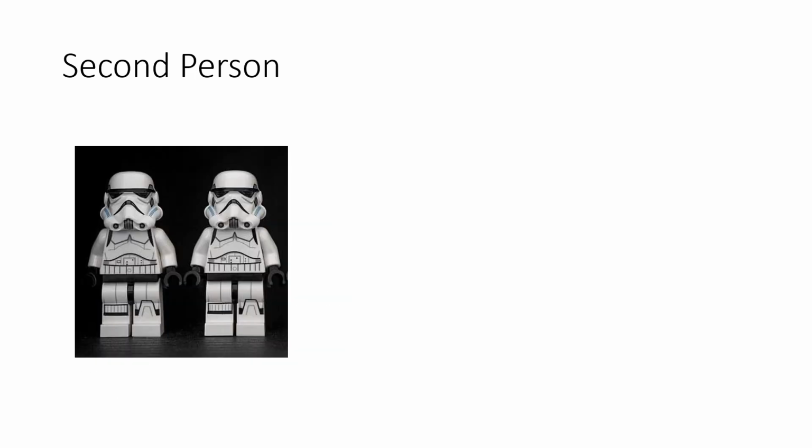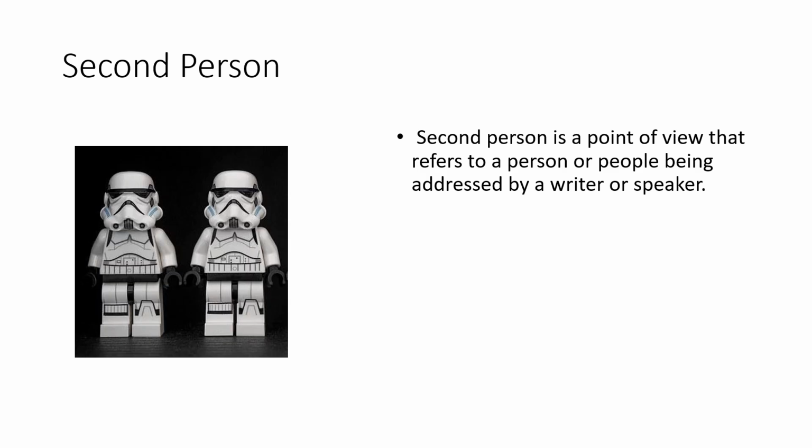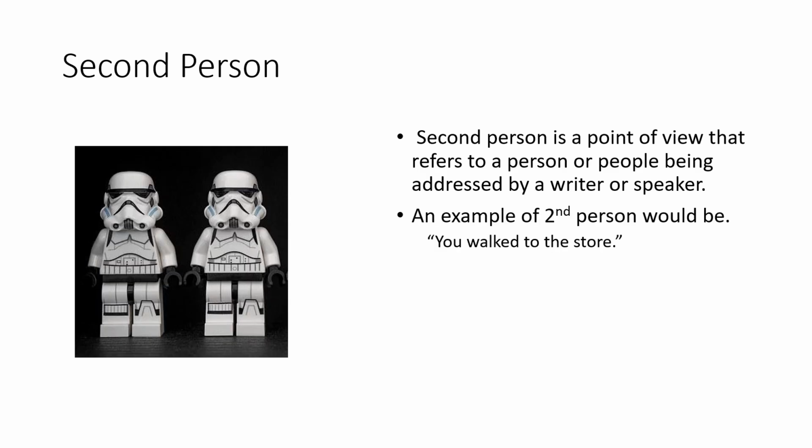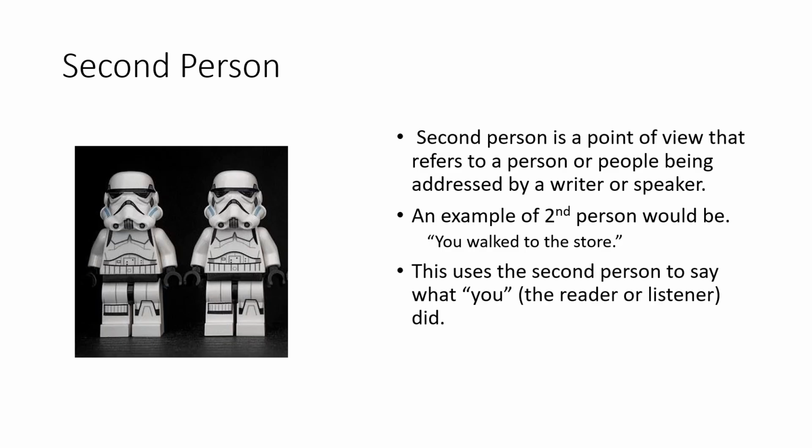Okay, so we're going to talk about the second person. The second person is a point of view that refers to the person or people being addressed by the writer or the speaker. So an example of second person would be, you walk to the store. You guys have a purple car. Your company is a big company. And this uses the second person to say what you, the reader or listener, did. So that's what we're talking about when we talk about second person.